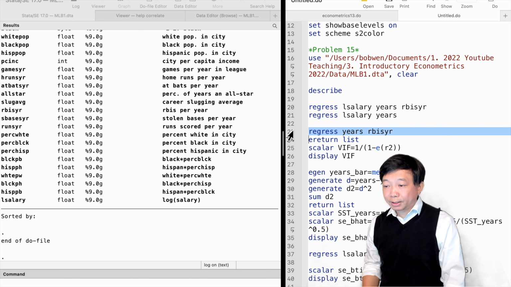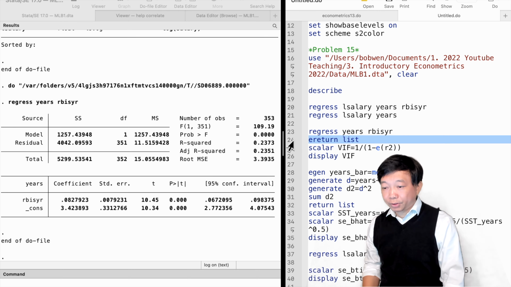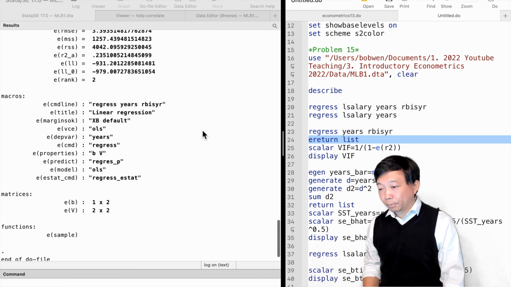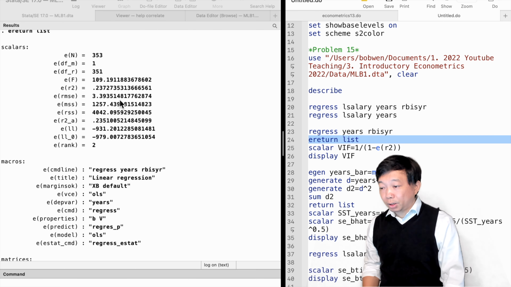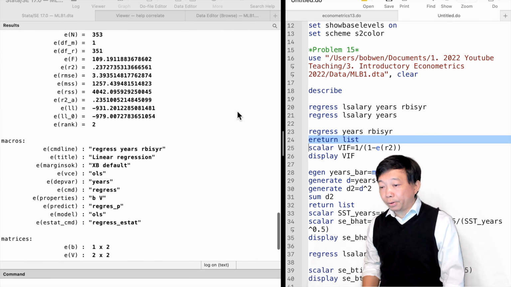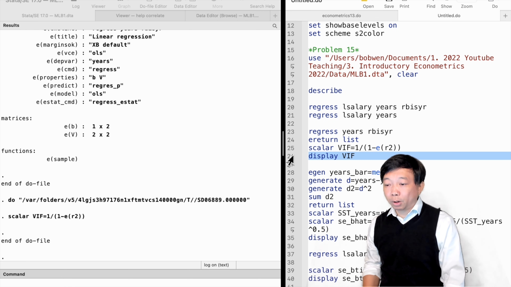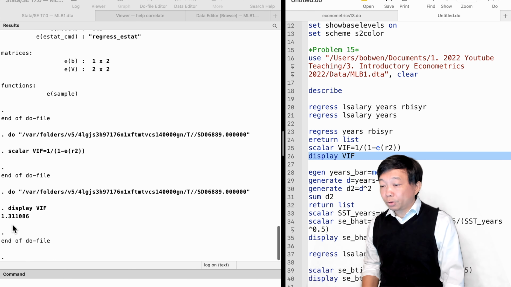We regress years on RBISYR. The command ereturn list shows the stored statistics after the regression. The R squared is stored in a scalar e(r2). Then we can compute the variance inflation factor. It is 1.31. It's not large, much smaller than 10.